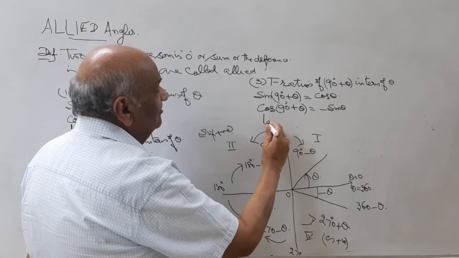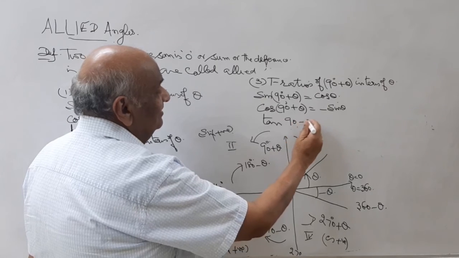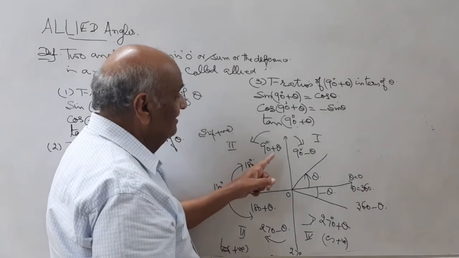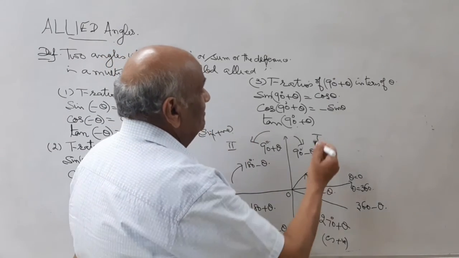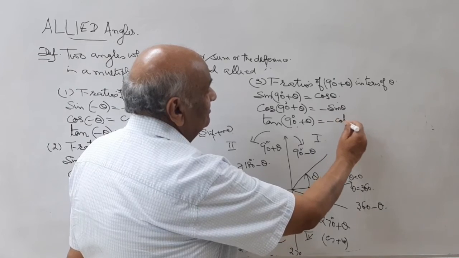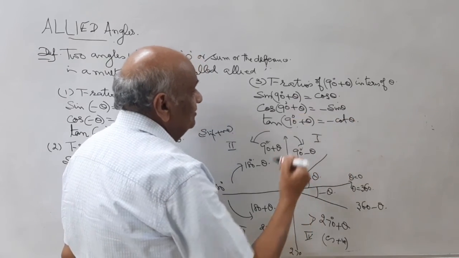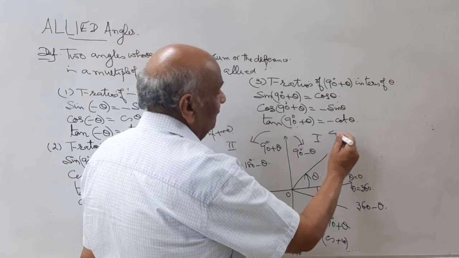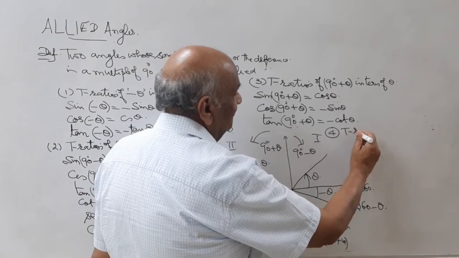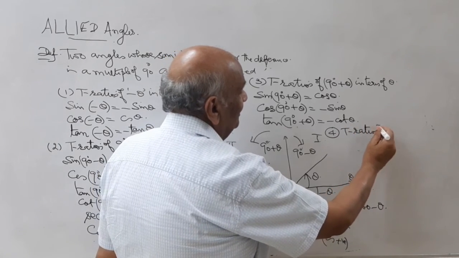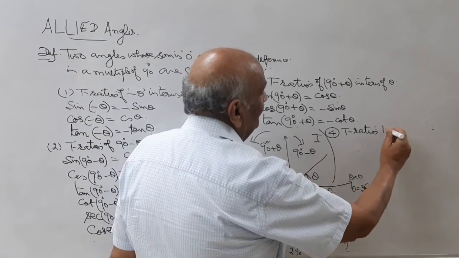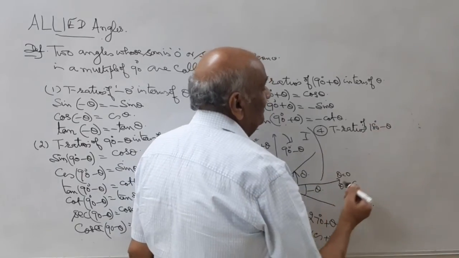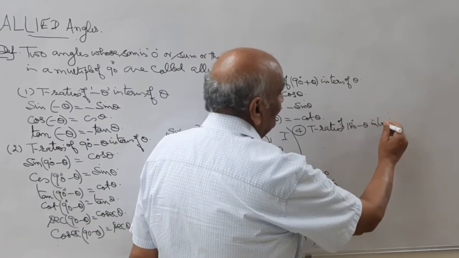Similarly, tangent of 90 plus theta, that is again in the second quadrant, 90 plus theta, but tan is negative, so it will be minus cot theta. Similarly, the other t ratios. Now we go for 180 minus theta. Fourth, t ratios of 180 minus theta.